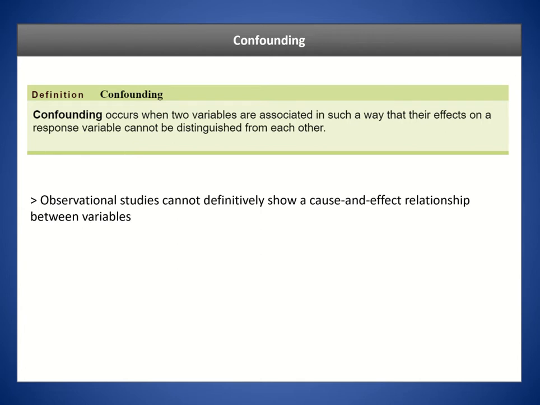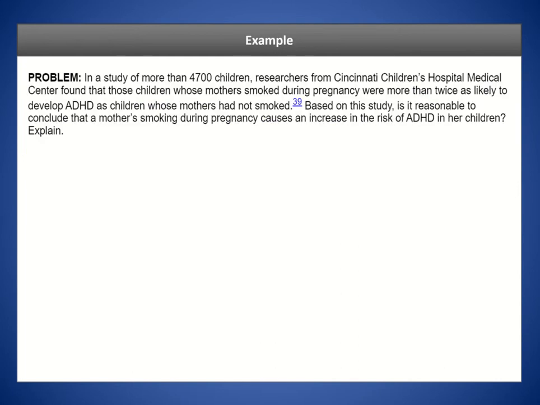So how do you untie this confounding principle? Well, the way that you get rid of the confounding is by being able to adjust the variables, which means that you need to do an experiment. And that's what we're going to head to in a second. But first, let's look at an example.